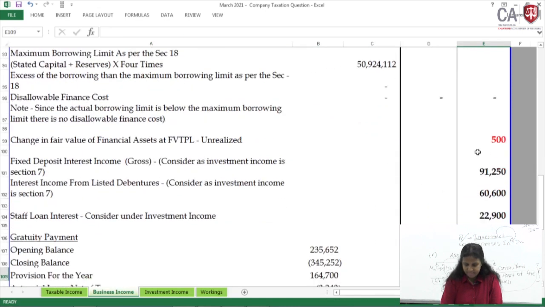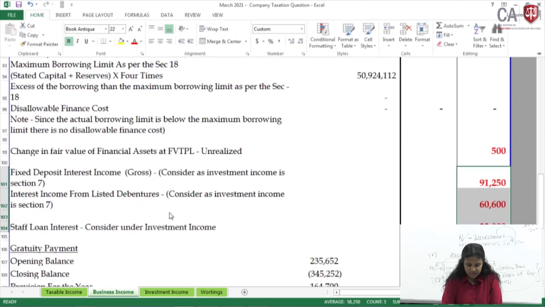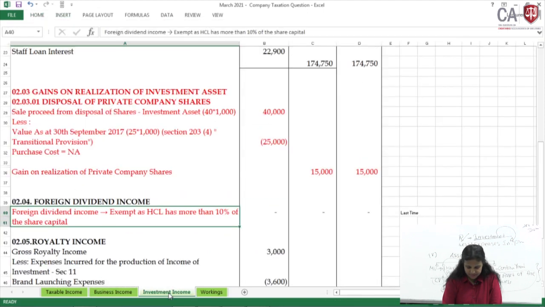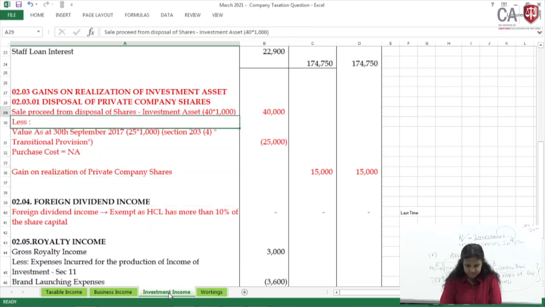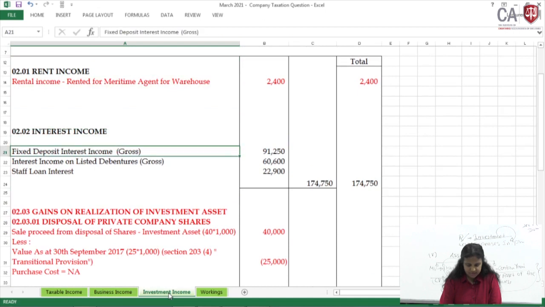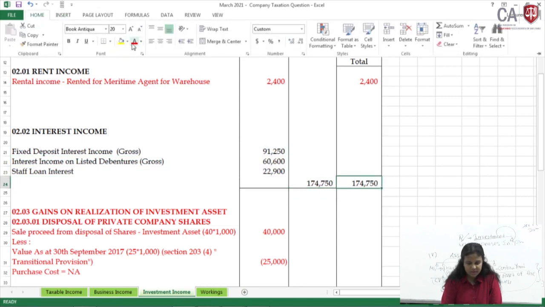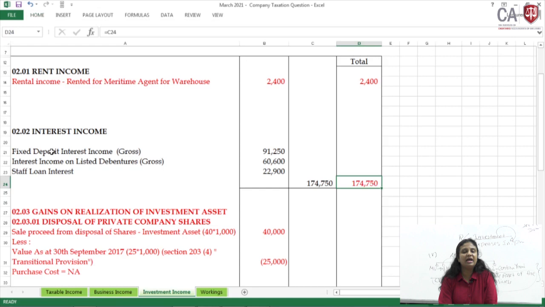Therefore, we have to first remove from the profit before tax and then take it under investment income, and I am doing 2 things here. Now you can see fixed deposit interest income gross, interest income on listed debentures gross, staff loan interest, these 3 I have taken under the investment income. That part is really easy. What is the part students forget to do? To claim WHT at source.